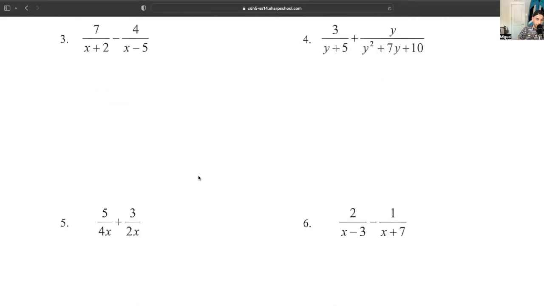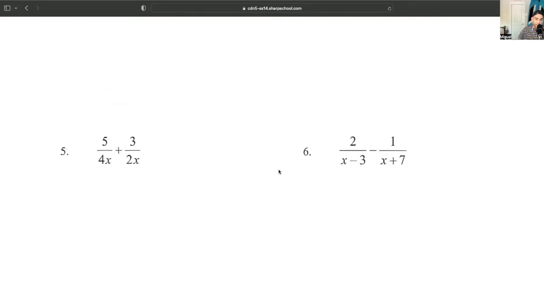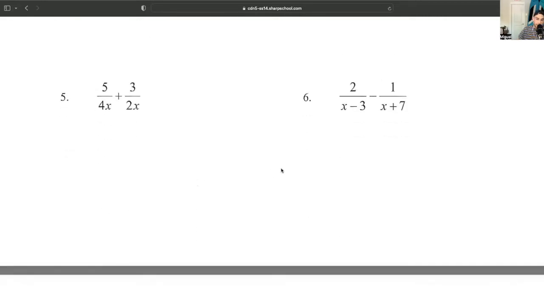Awesome. Okay, let's go ahead and talk about something that's maybe a little more difficult in my opinion. I'm going to go ahead and highlight this. We're going to work on number 6. Let's take a look at that as I highlight this. Just look at what happens. A little tricky. One fraction has an x minus 3. The other fraction has an x plus 7. This is where we have to get a little more creative here.